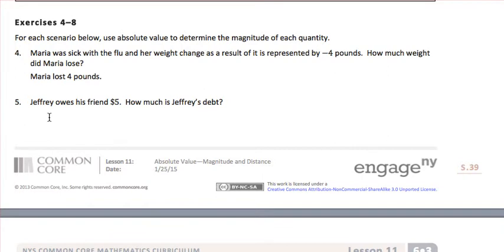Question 5. Jeffrey owes his friend $5. How much is Jeffrey's debt? A debt is something you owe. So Jeffrey owes. Jeffrey's debt is $5. And again, we don't say -5 because we're talking about his debt. So the magnitude of his debt is $5.